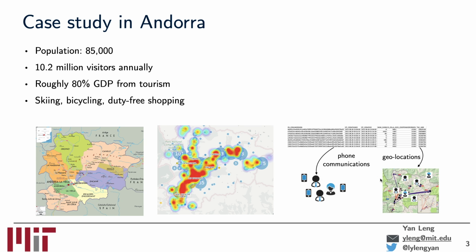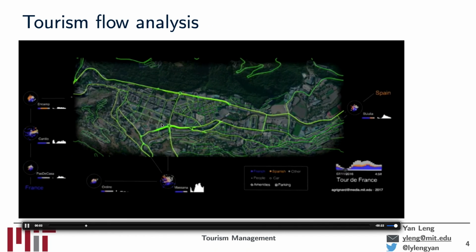From this mobile phone record, which is the main data source that we rely on today, we can get 2 types of information: phone communications, which enable us to construct a social network, and geolocations, so that we can understand the flows and distribution of tourists. First, we can use this data to understand tourism flows, specifically how tourists move in Andorra.